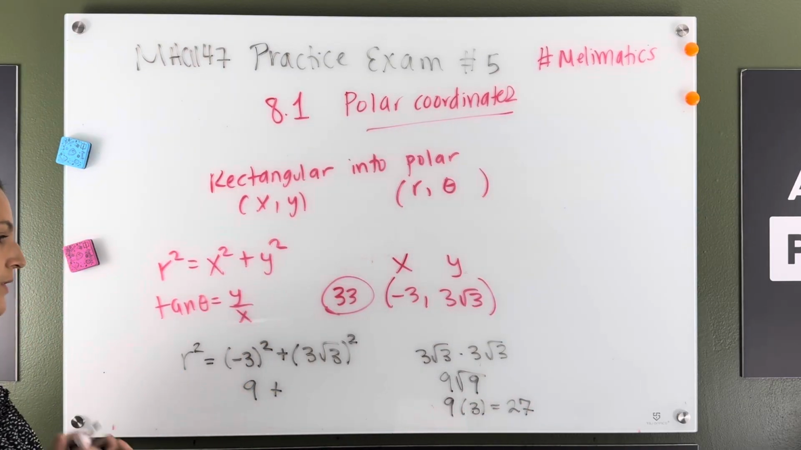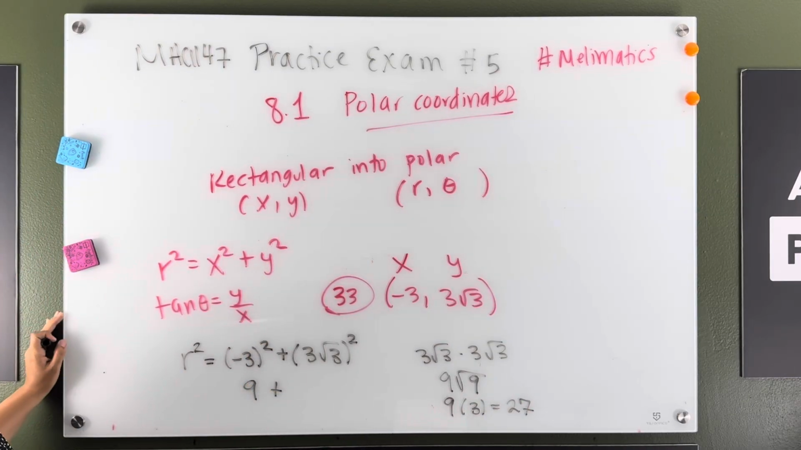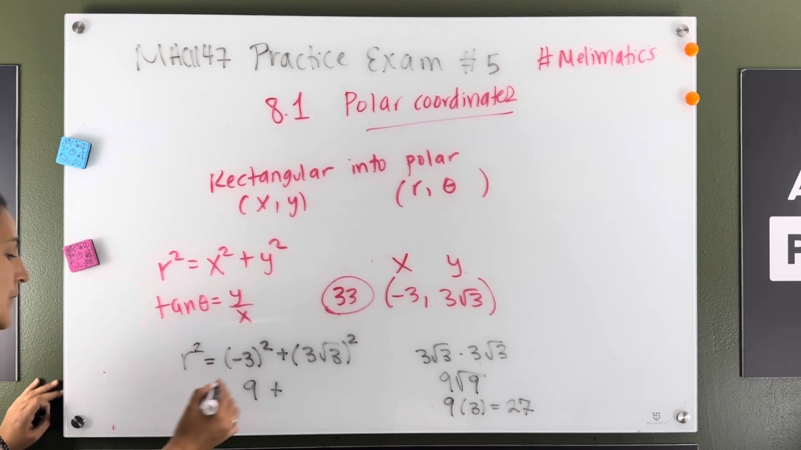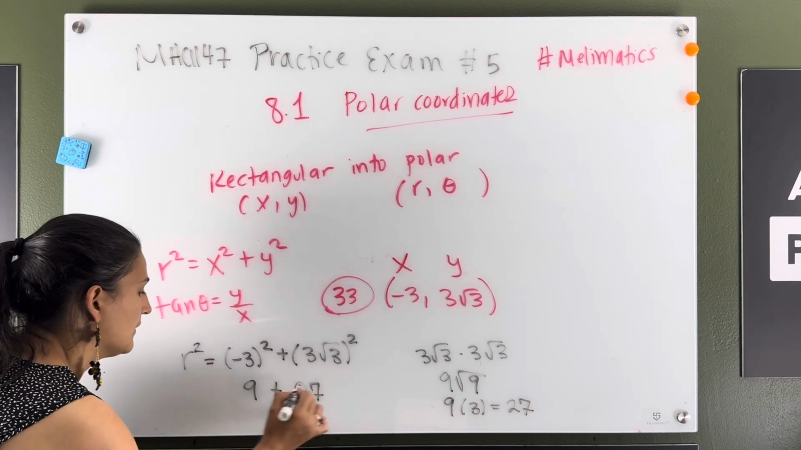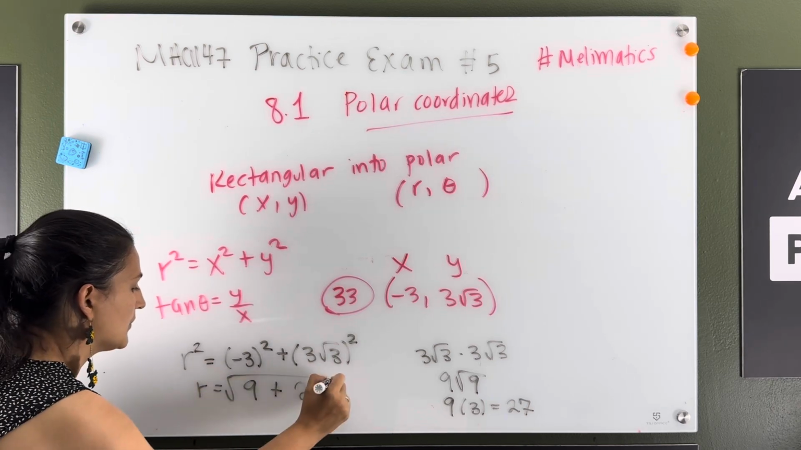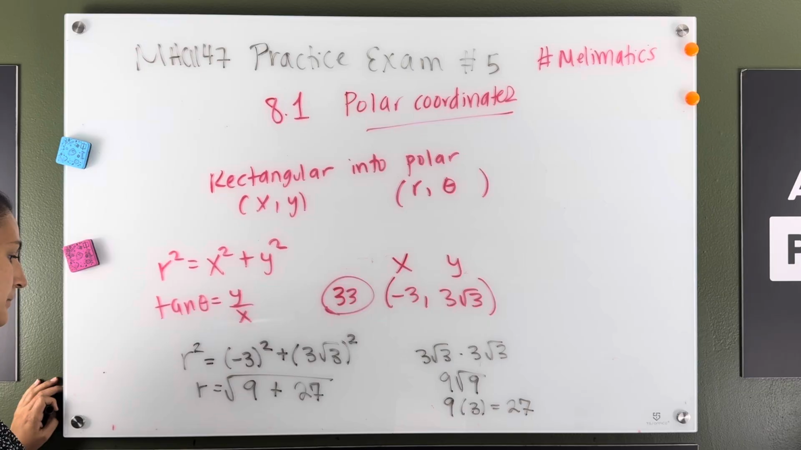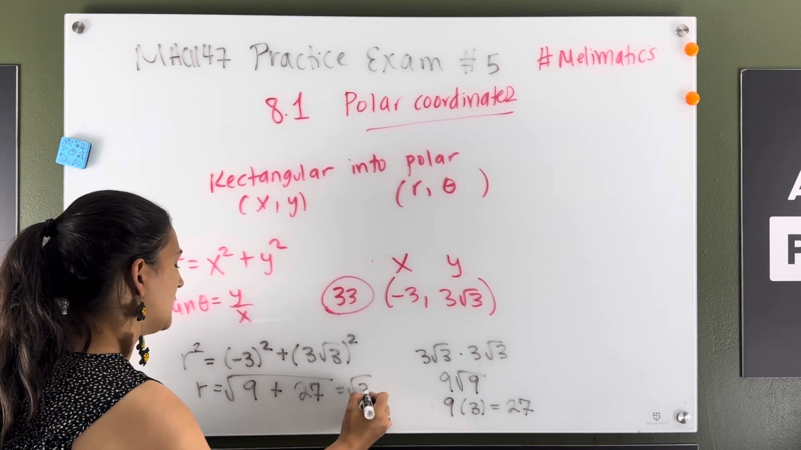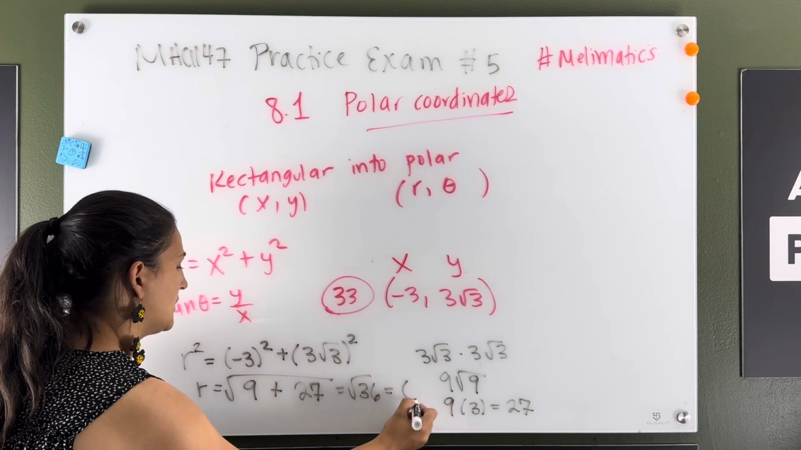Okay, so multiply the numbers in the front, then you can multiply the ones in the radicals, and of course simplify. Okay, so this is 27 plus 9. And since it's r squared and I want r, I need to square root both sides. So this is going to be the square root of 36, which is 6.